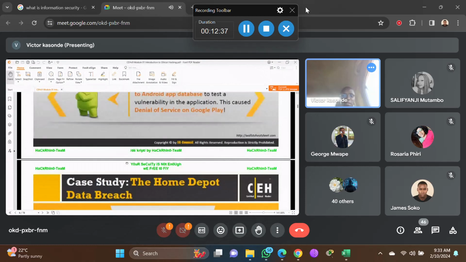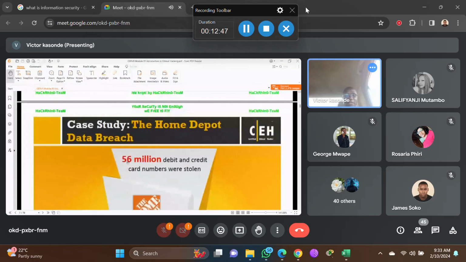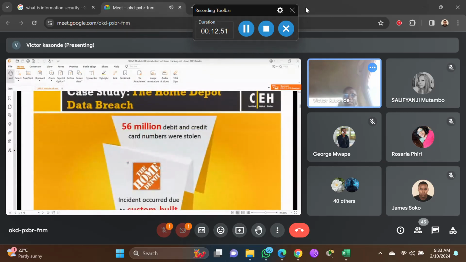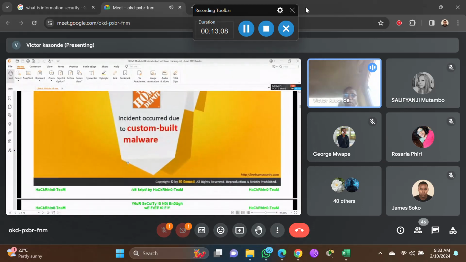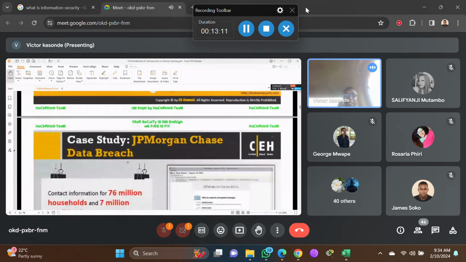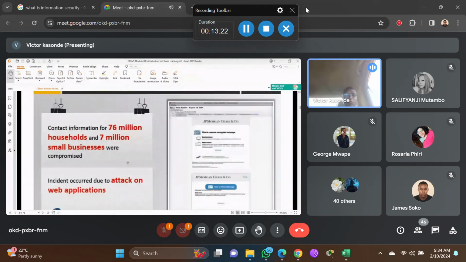Okay. So let us look at the Home Depot data breach. This is a case study, meaning it happened. If you check, 5 million debit and credit card numbers were stolen. At one point, we had that. Those are true things which occurred. We have incidents that occurred due to customer-built malware. Who does that? They are hackers. So there is another case study. We have contact information for 75 million households and 7 million small businesses that were compromised.